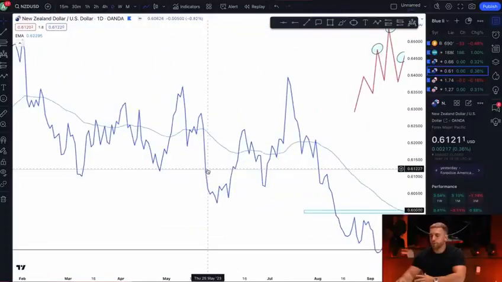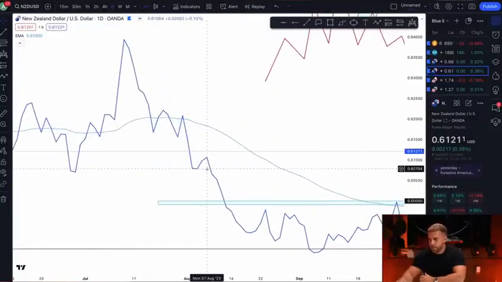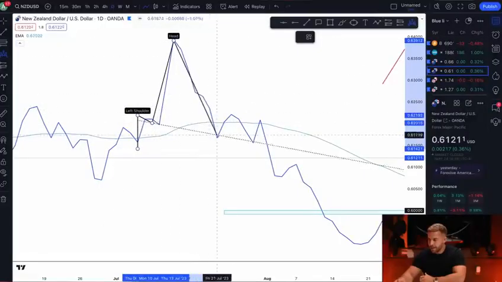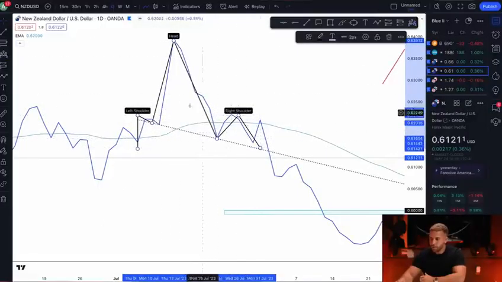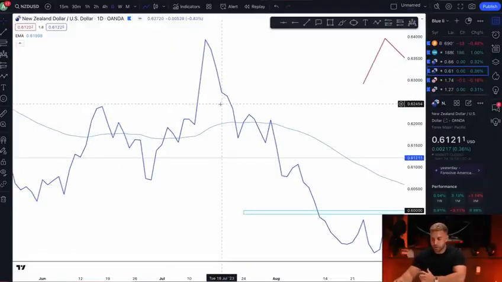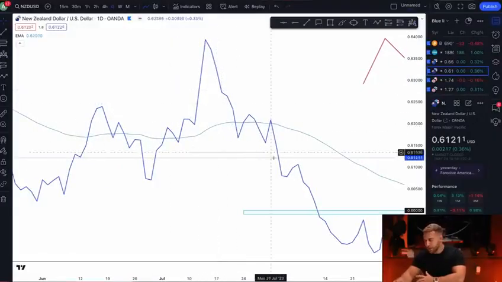Sometimes you would have something that looks like this, but it's a valid head and shoulders pattern. Or you would have something like this, and then it would look like this. It's ugly, but it is what it is. It's a head and shoulders pattern. You just want to make sure that you can identify a left shoulder, a head, and then a right shoulder to confirm that it is a head and shoulders pattern.